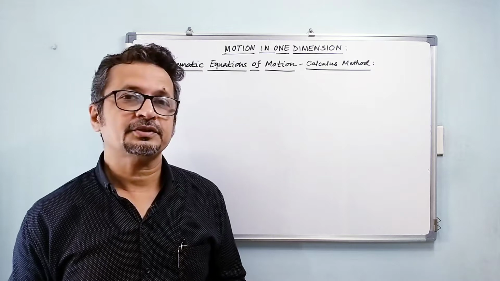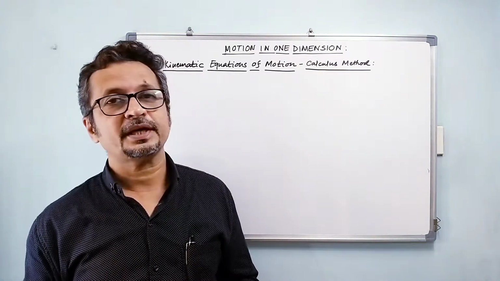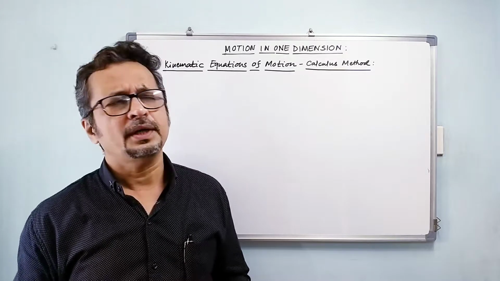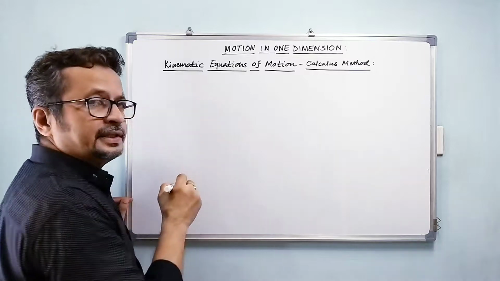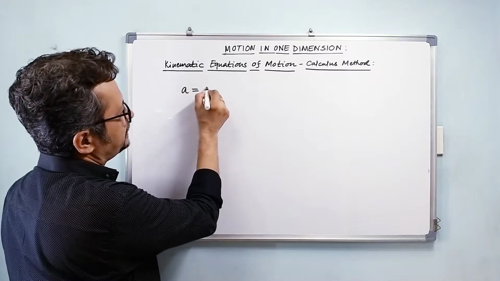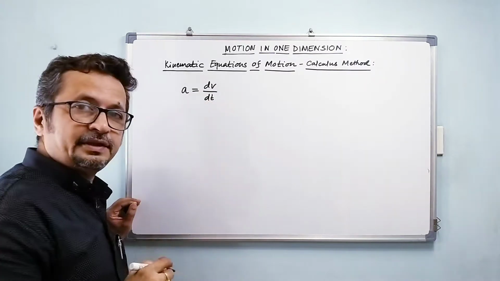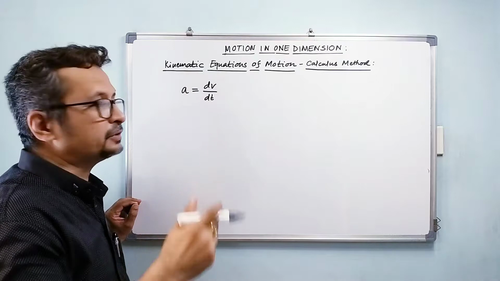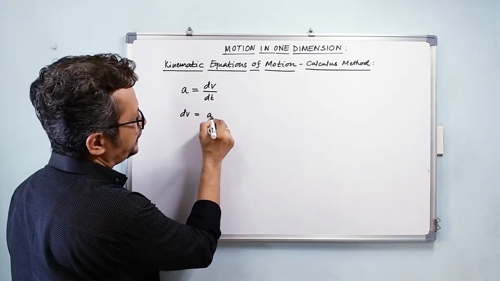So, kinematic equations of motion, and now we are going to do the derivation by the calculus method. Now I know that my velocity... what is my acceleration? Is it not dv by dt? It is the derivative of velocity, the rate of change of velocity. So can I say that dv is equal to a into dt?